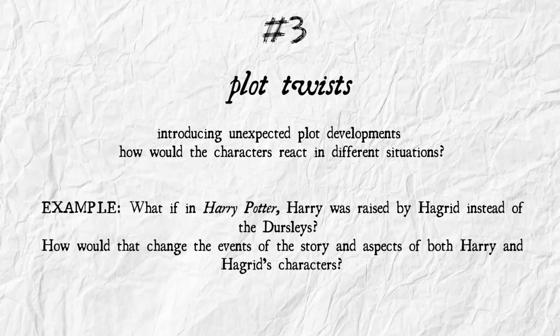The third category is plot twist, a change in the plot. It's introducing unexpected plot development, something that is different from the plot mountain of the original story. How would these characters react in different situations? So, for example, Harry Potter. What if, instead of being raised by the Dursleys, Harry was raised by Hagrid? How would that change the events of the story and aspects of both Harry and Hagrid's characters? What would look different for Harry if he had been raised by Hagrid?